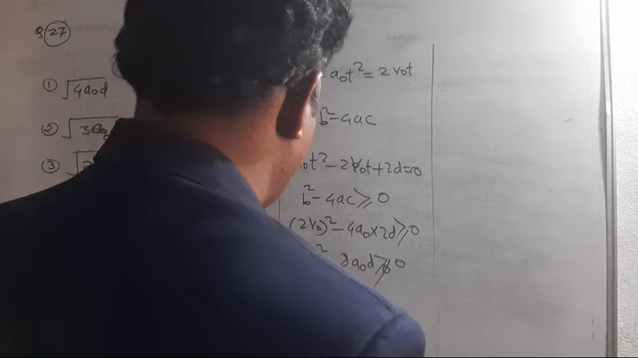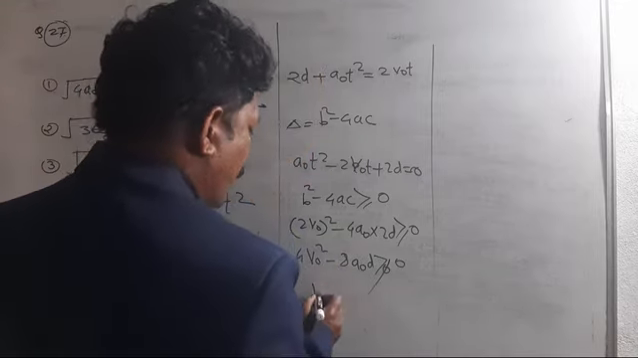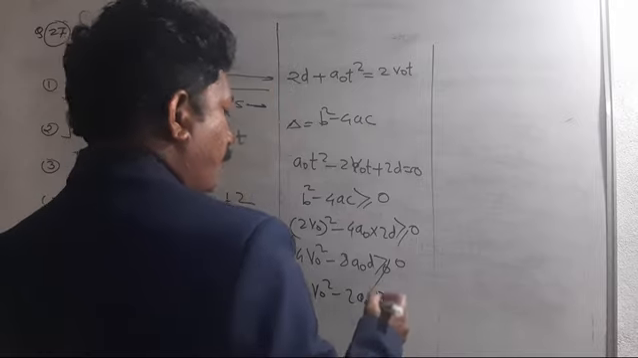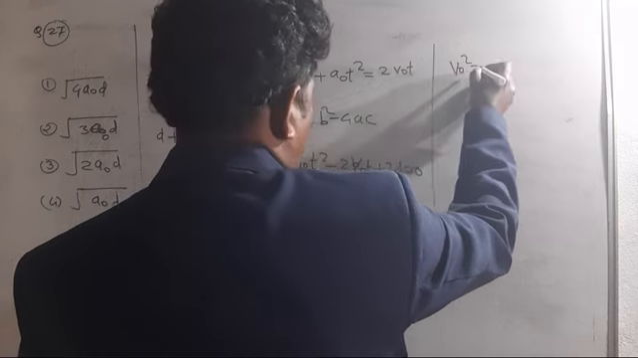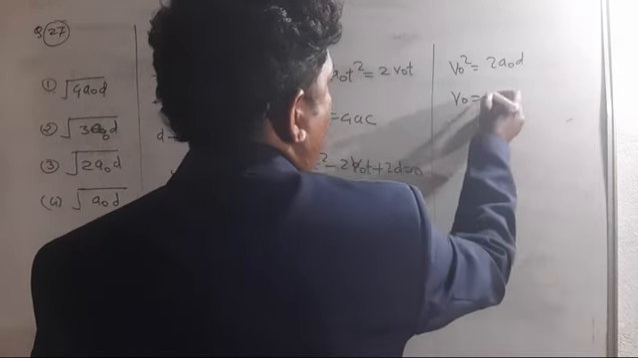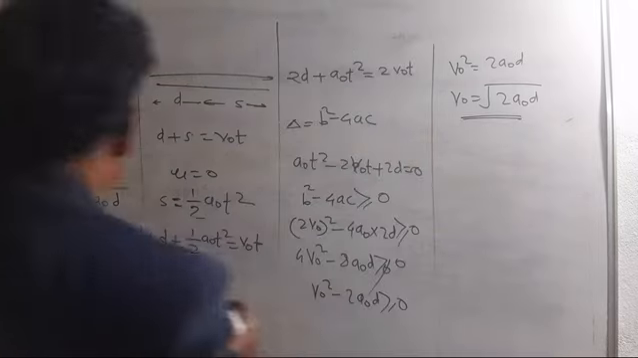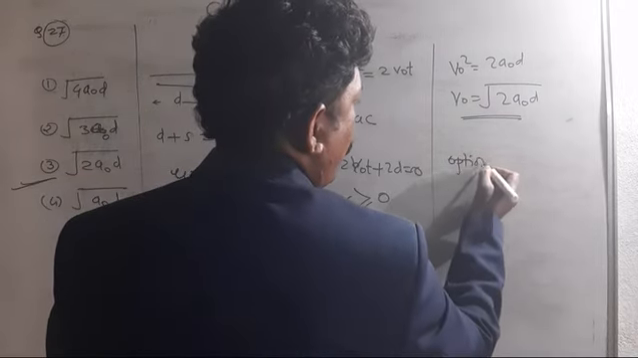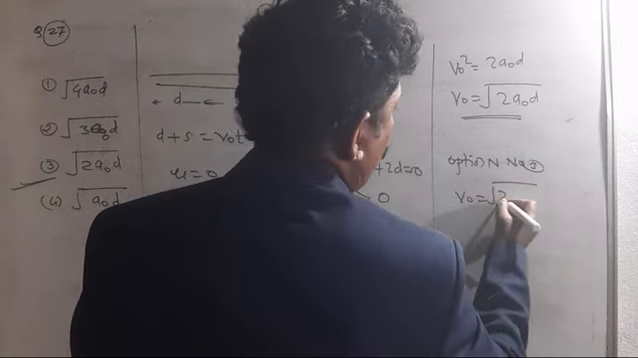Divide by 4 in this expression, that is v naught square minus 2 a naught d is greater than or equal to 0, that is v naught square is equal to 2 a naught d, that is v naught is equal to root 2 a naught d. This answer is correct and matches option number 3, that is v naught is equal to root 2 a naught d.